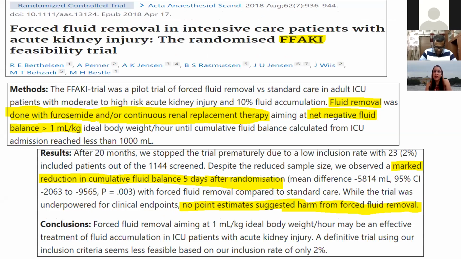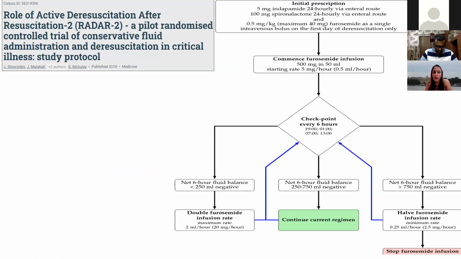This forced fluid removal in AKI patients was done with furosemide and/or continuous renal replacement therapy, aiming at a net negative fluid balance of more than 1 mL per kg per hour until cumulative fluid balance calculated from ICU admission was less than 1 liter. This again showed a marked reduction in cumulative fluid balance 5 days after randomization in the study group, although this was a study with a very low inclusion rate. Actually, it was stopped prematurely because only 2% of the 1144 screened patients could be included in the study.